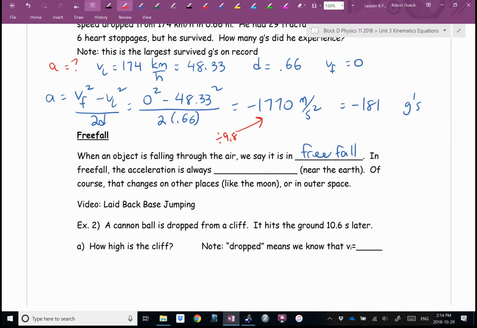When an object is falling through the air, we say it is in free fall. Free fall is a bit of a misnomer. What does the word misnomer mean? It's poorly named. You can be on the way up and still be in free fall.